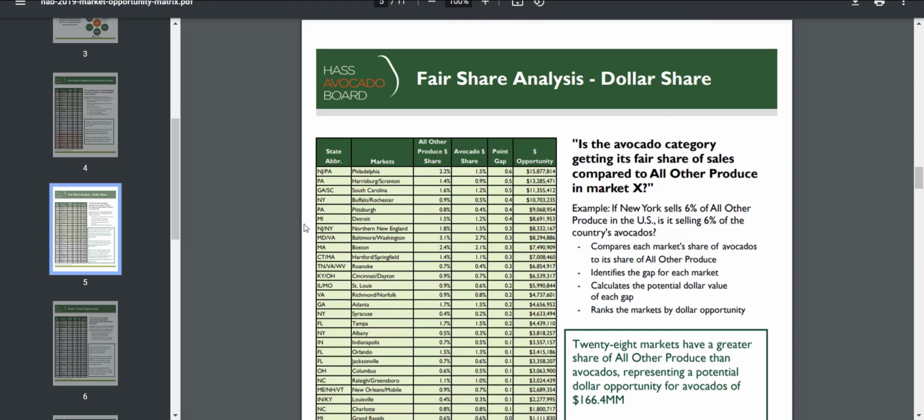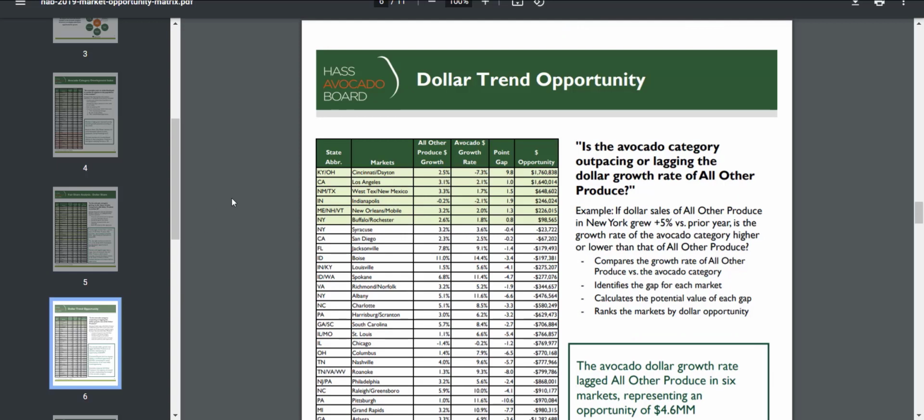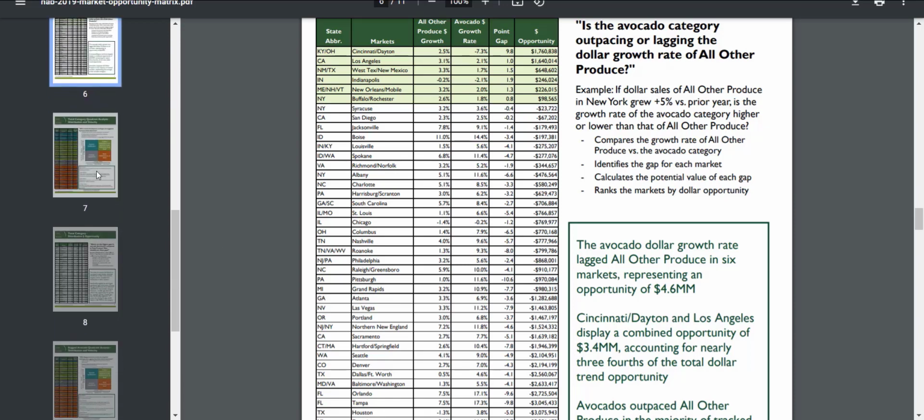The next one, avocado fair share analysis. It answers the question, is the avocado category getting its fair share of sales compared to all other produce in this market? And also quantifies potential dollar opportunities. The next section is the avocado category dollar trend opportunity and answers the question, is the avocado category outpacing or lagging the dollar growth rate of all other produce, and ranks the markets by growth opportunity.